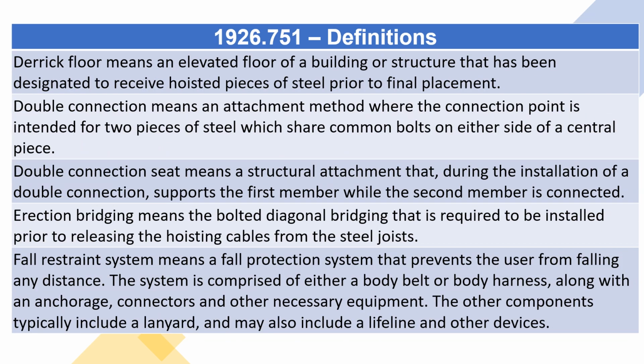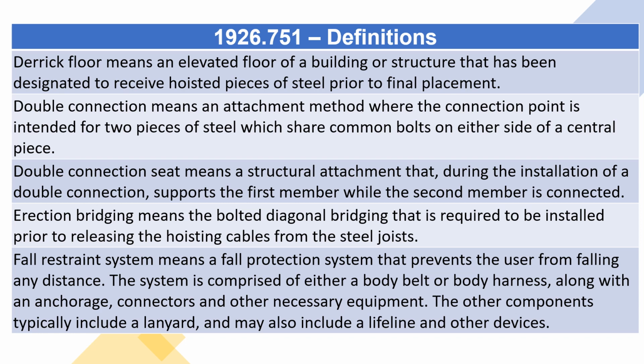Derrick floor means an elevated floor of a building or structure that has been designated to receive hoisted pieces of steel prior to final placement. Double connection means an attachment method where the connection point is intended for 2 pieces of steel which share common bolts on either side of a central piece. Double connection seat means a structural attachment that, during the installation of a double connection, supports the first member while the second member is connected.